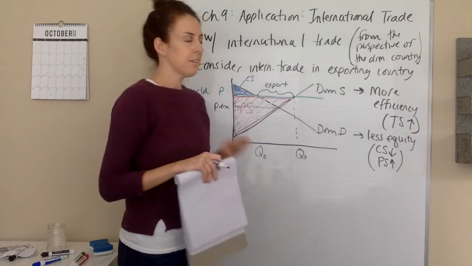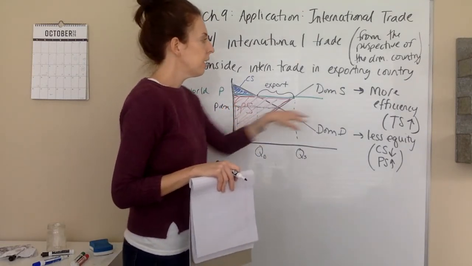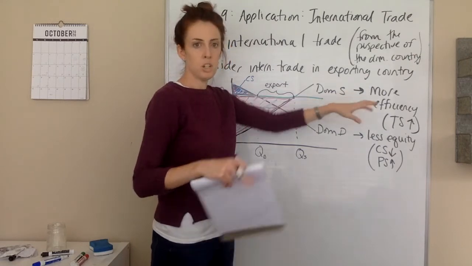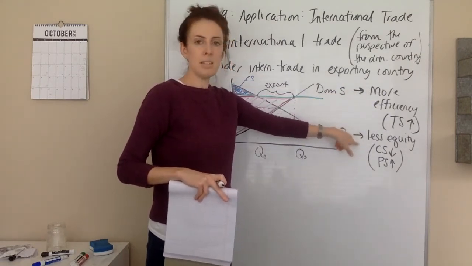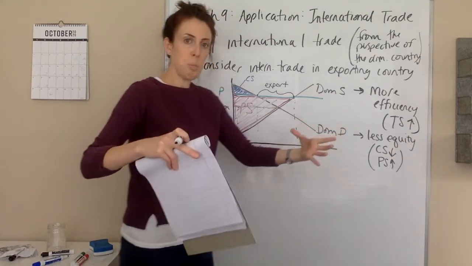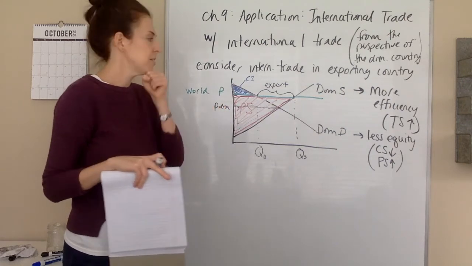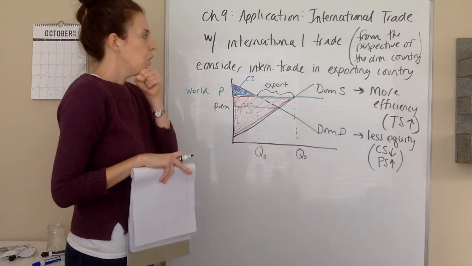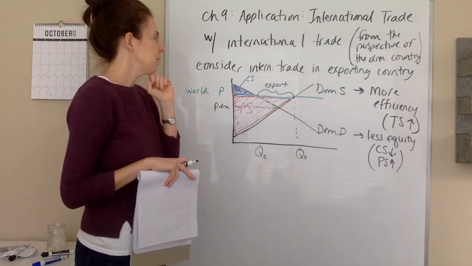Okay, so to summarize really quickly, with this type of trade, with exporting, the economy becomes more efficient, so the whole pie increases in size, but the economy is less equitable. So although the pie is bigger, the slices are cut so that they're not quite as fair across the different participants in the market. Okay, think about how this relates to public policy, things that you might be hearing about.